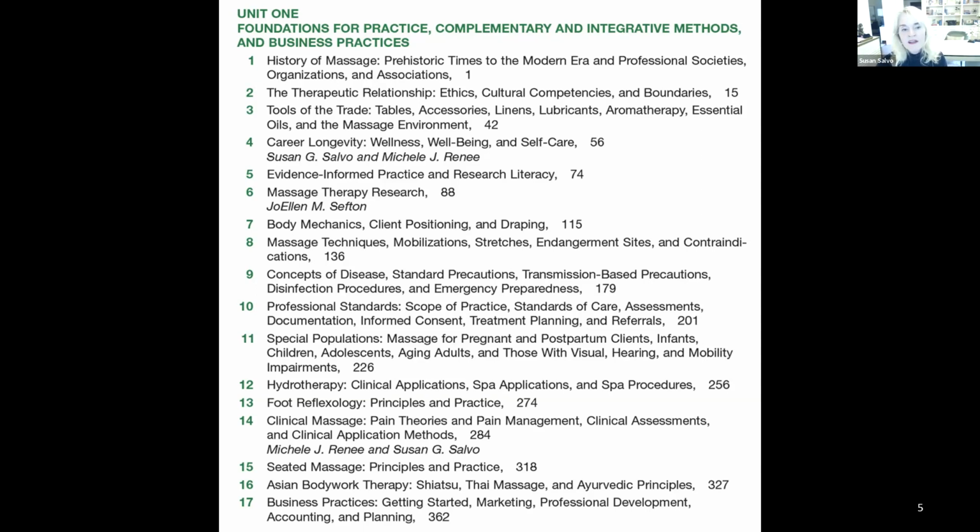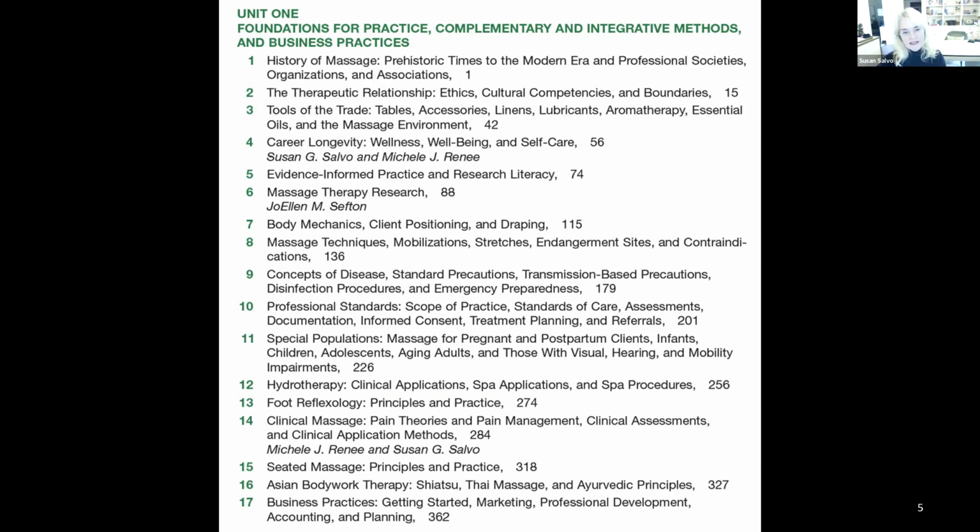It's wonderful. Then you have body mechanics, client positioning, and draping. Chapter 8, as you can see, is massage techniques, where we include mobilizations and stretches and endangerment sites and contraindications, because it all falls within the context of massage. The next chapter is going to be on standard precautions, very important during COVID. And that's where you have the emergency preparedness piece. And then, of course, professional standards. This is all of the business stuff.